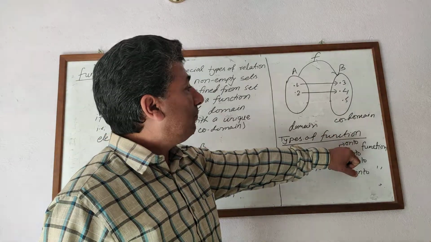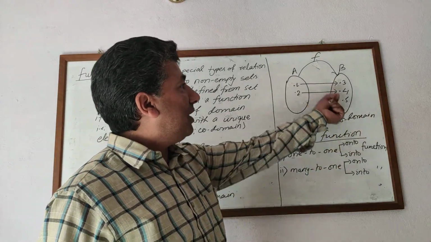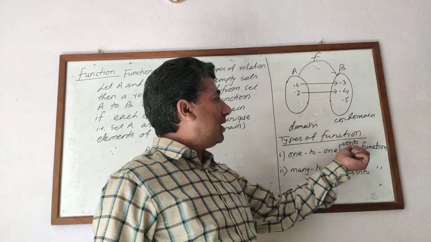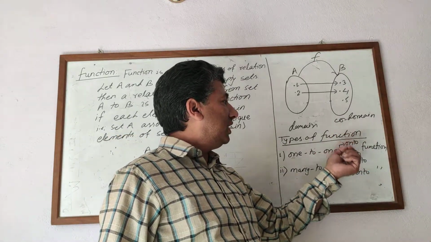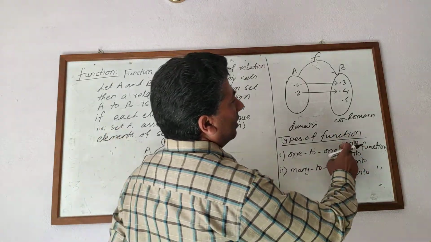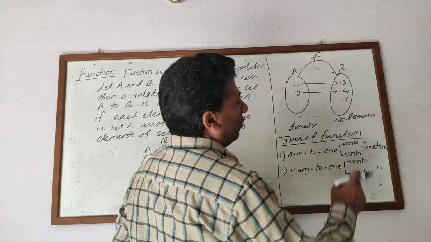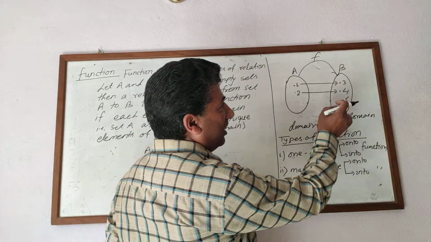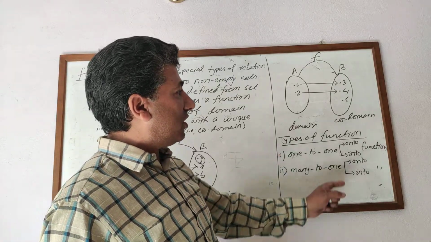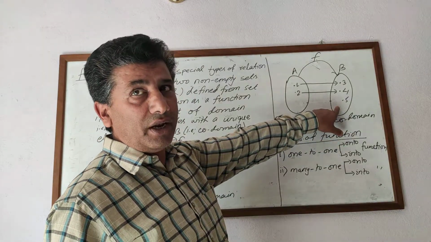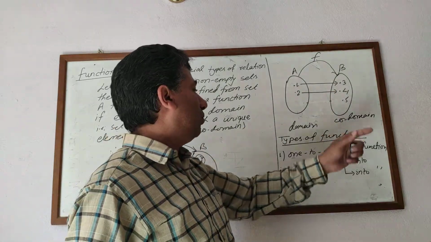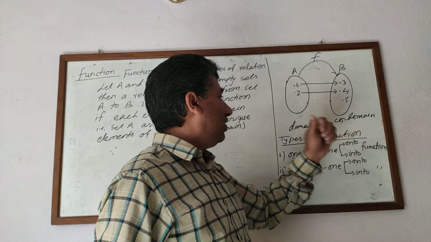Onto, again I will say, onto means if image and codomain are equal. If the set of image equals the set of codomain, at that condition the function will be onto. If the set of image is a proper subset of its codomain, at that condition the function will be into. Here also same, onto and into.